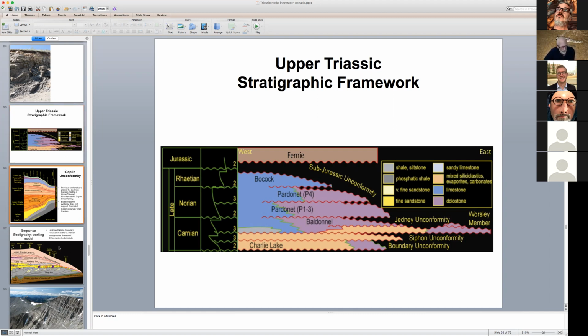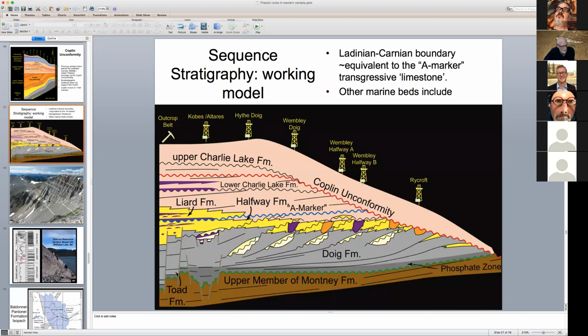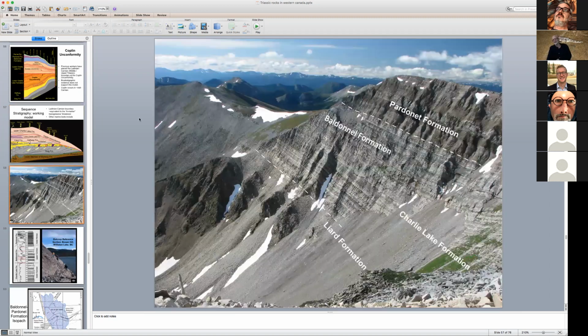I'm going to ignore these next two slides. They're out of place right there as I do that. But this is the succession I'm talking about right here. And so we've gone from our Liard Formation down at the bottom part of our succession here into the Charlie Lake Formation, back into marine.